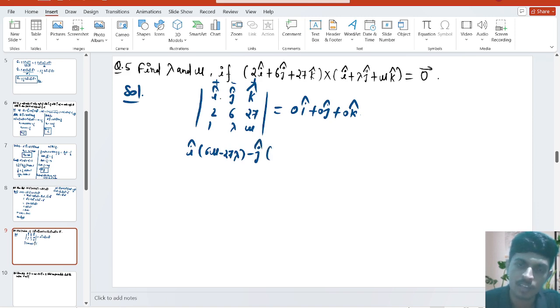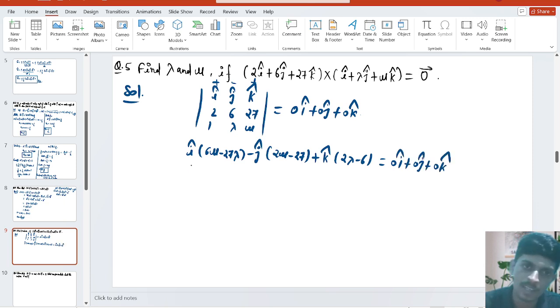Here you get 2μ minus 27, okay, 2μ minus 27 plus k cap. Removing the third row, third column and first row, you get 2 into λ minus 6, 2 into λ minus 6. This is equal to 0 i cap, 0 j cap and 0 k cap.